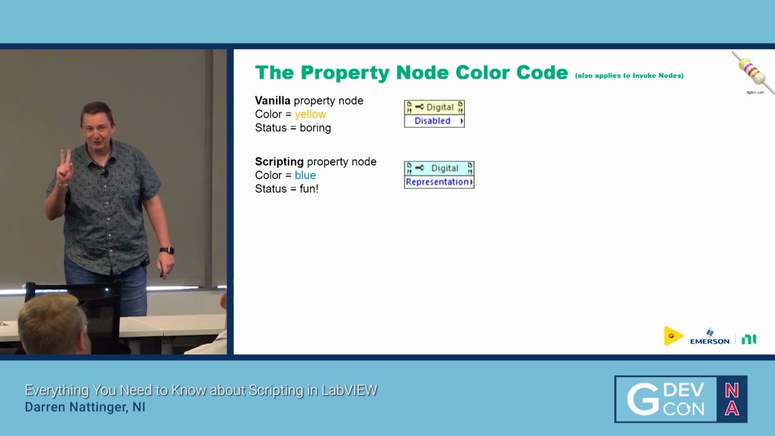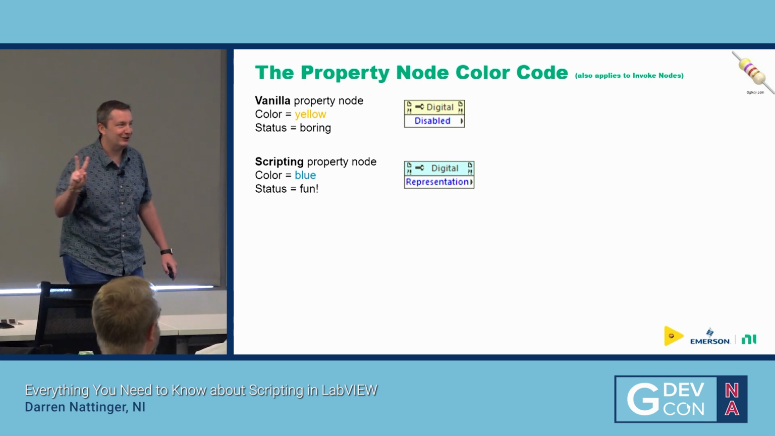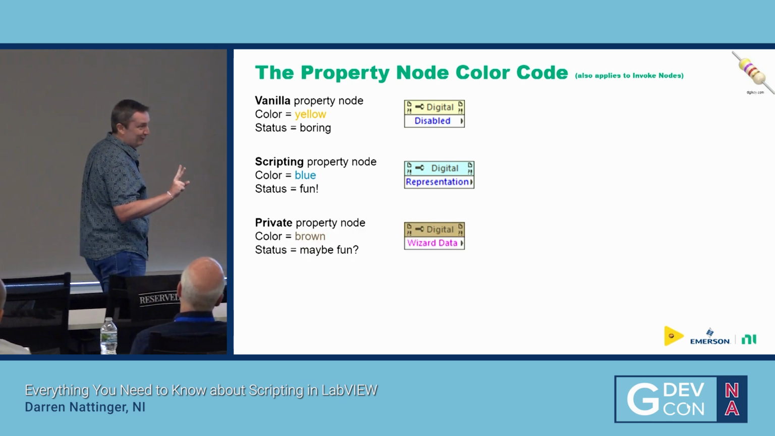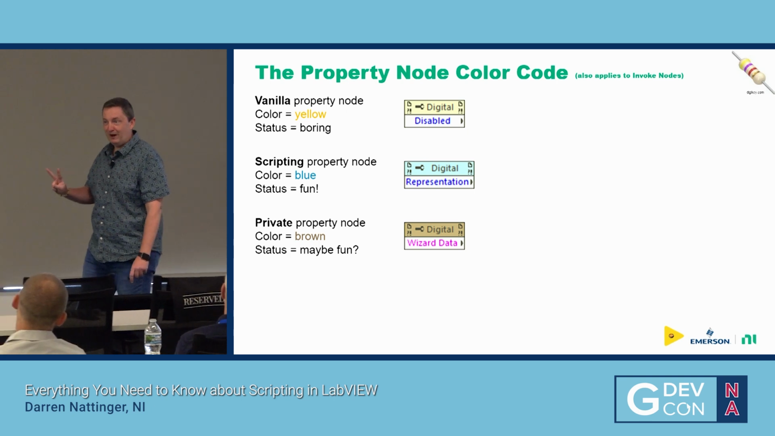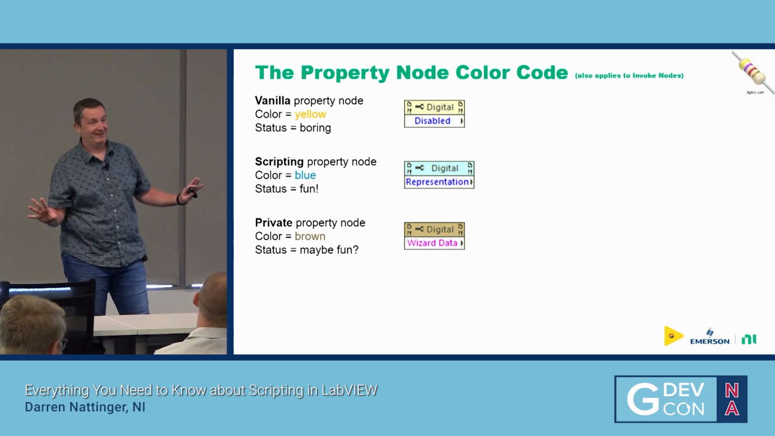Well, there's 2 more colors, you guys. 2 more colors in the property node color code that people from NI don't normally talk about, that I'm going to talk about. And one of them is brown. You guys ever seen a brown property node before? That's a private property node, all right? Now, those can sometimes be fun. I'm not going to lie.